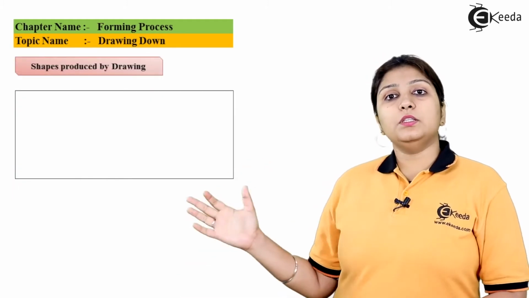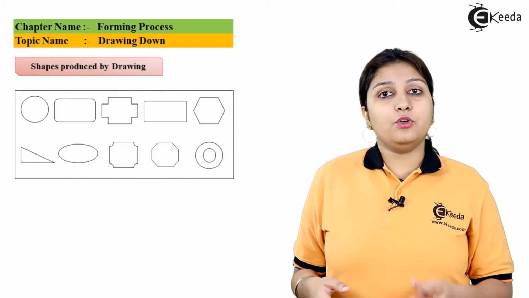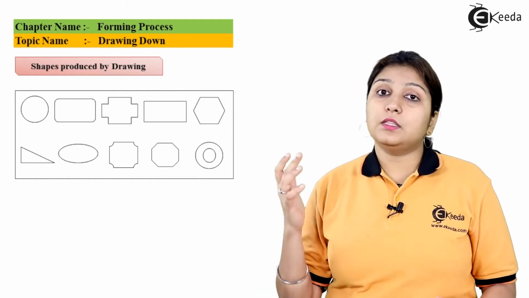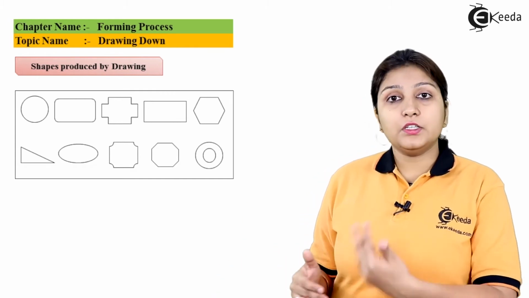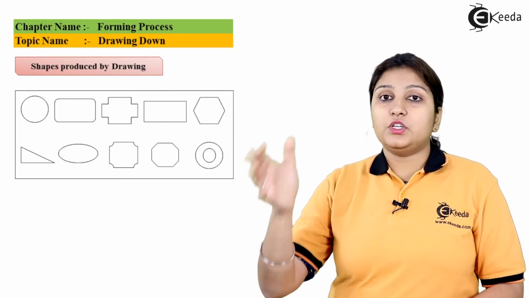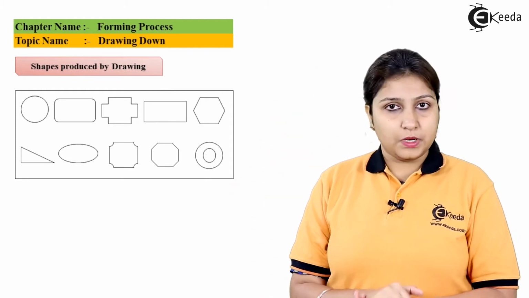In this diagram, you can see various shapes which are produced by the drawing down process. As I have told you, only circular rods are not made. You can make rods or any other bloom or billet of different shape. Only the opening should be of the shape which is required. So in this way, the drawing down process takes place.